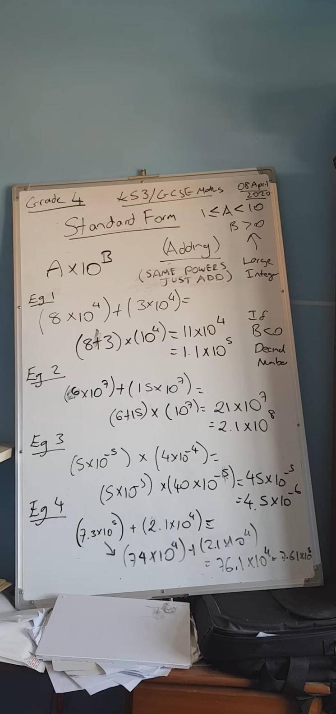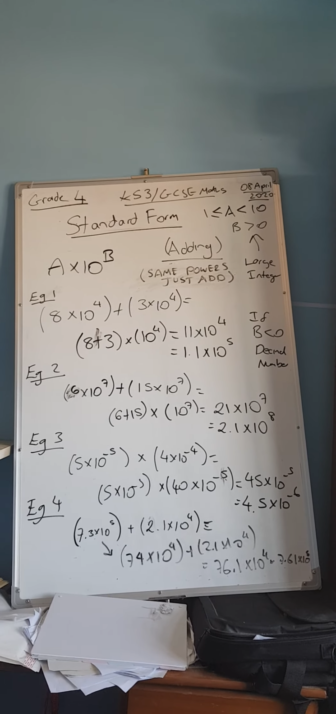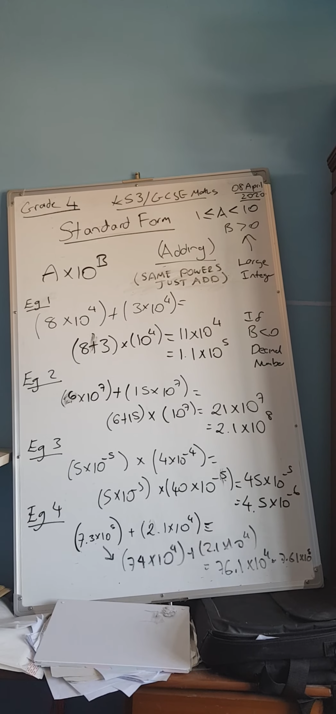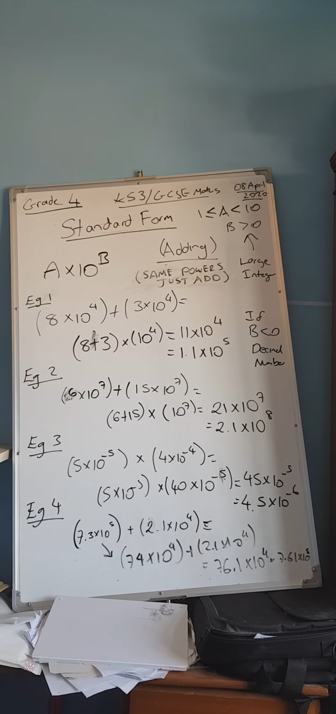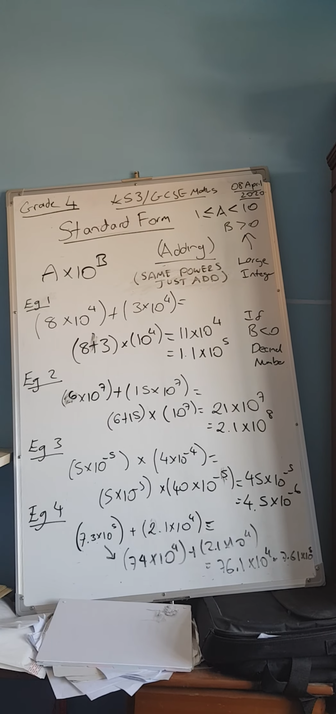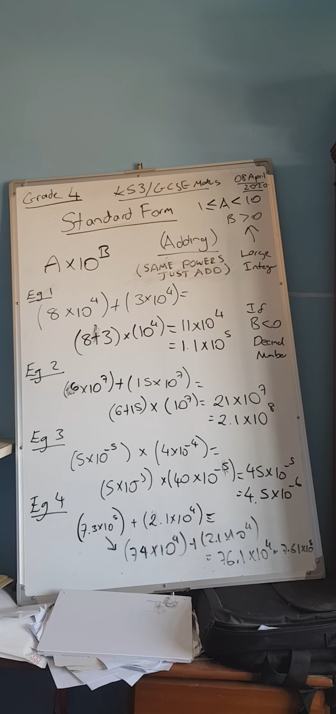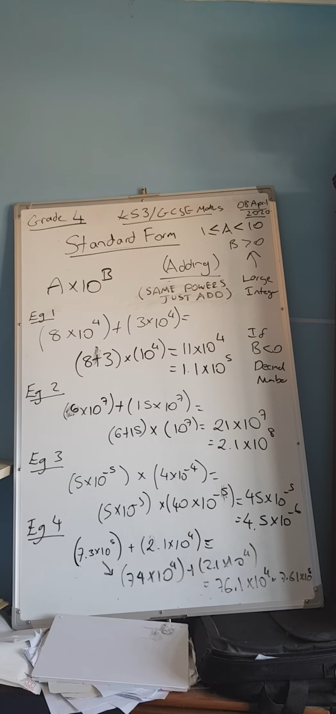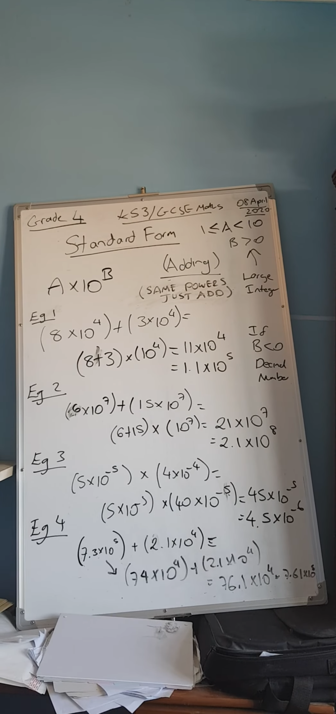So I've converted it to the same power, and the way that works is that I bump up the number by a power of 10, and then I either subtract or add to the power, depending on whether I've bumped the number up or down. So that's how I add in standard form.